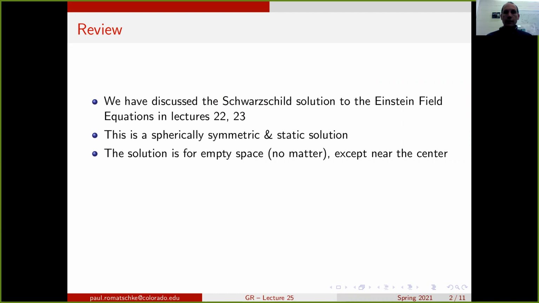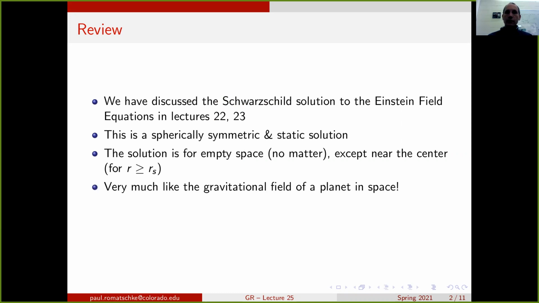The solution is for empty space, so recall that we set the matter tensor, the energy momentum tensor, to 0 when we found the solution, except possibly near the center within the Schwarzschild radius, where we said that there could be some mass in there. So outside the Schwarzschild radius Rs, for r bigger than Rs, the solution is simply that of empty space.